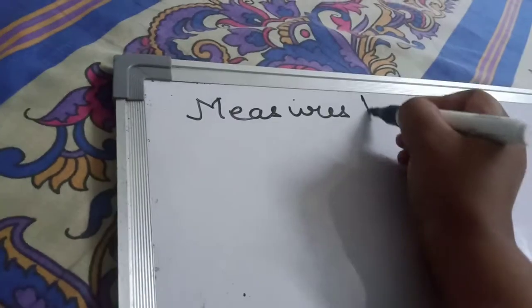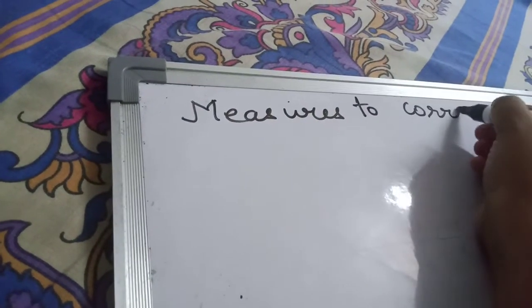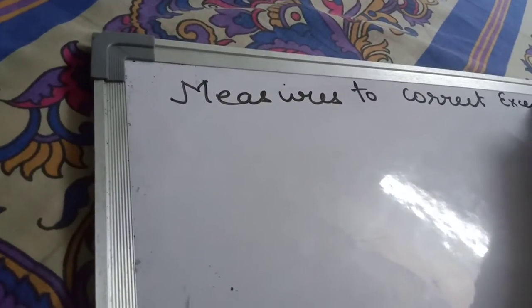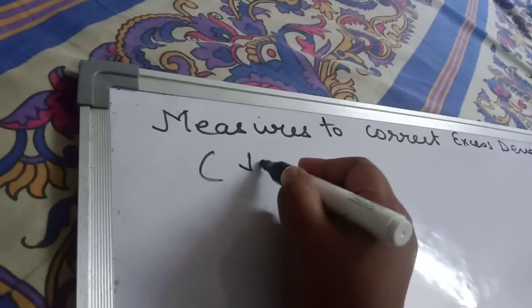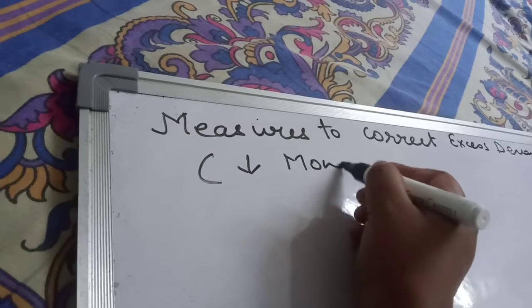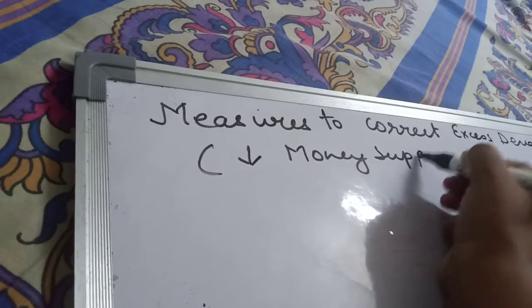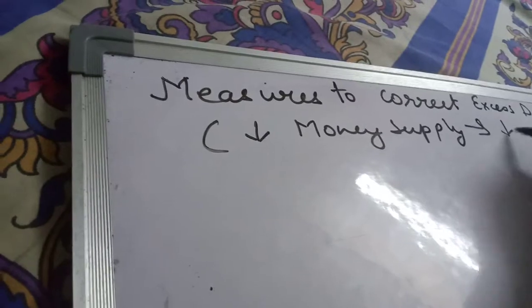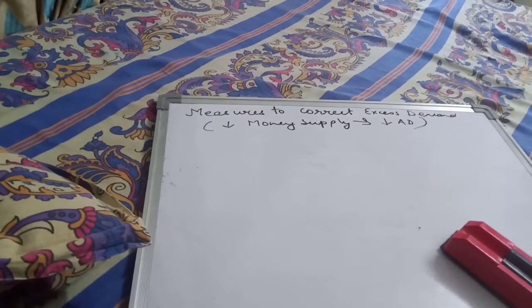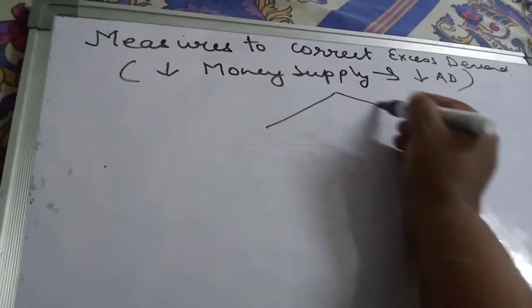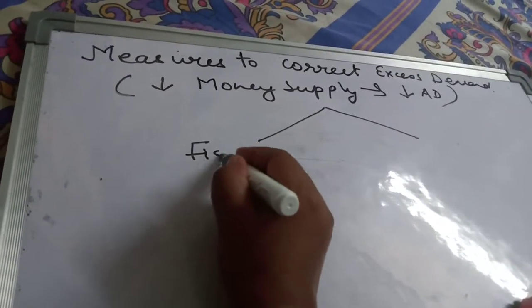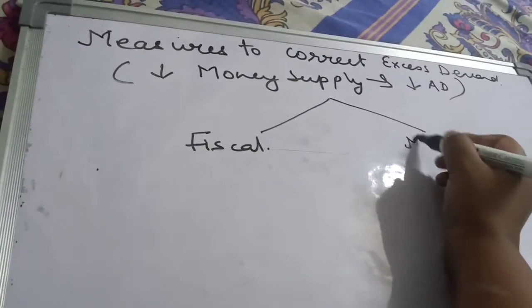Measures to correct excess demand, and in brackets I'm going to write what we are going to do: we need to reduce the money supply and thereby reduce the aggregate demand. Now, the measures which can be undertaken are broadly classified into two: fiscal measures and monetary measures.